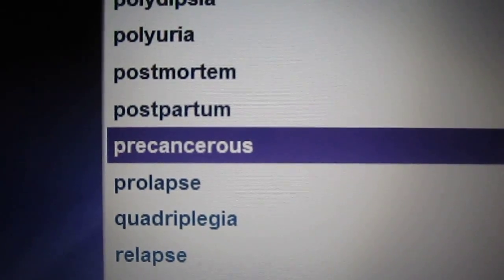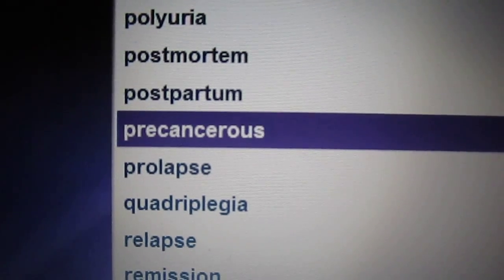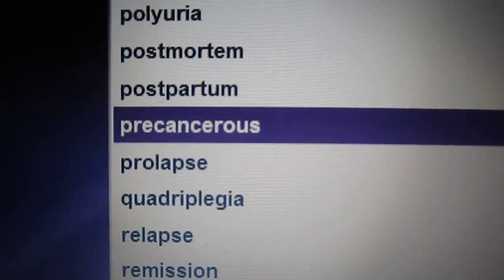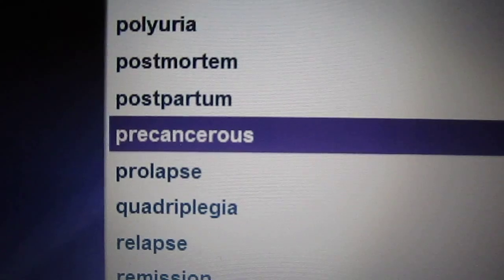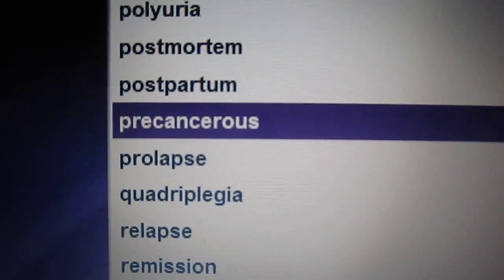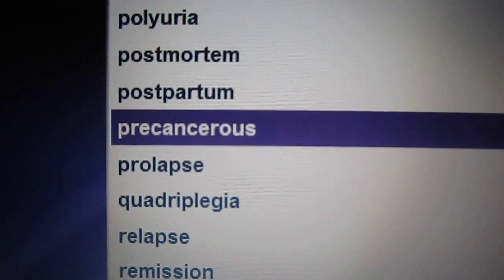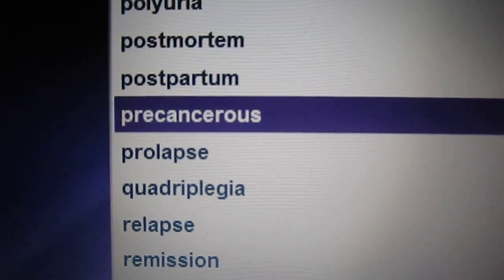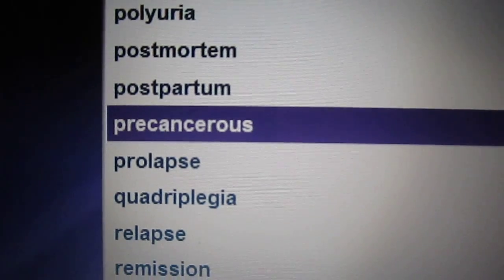Precancerous. The prefix pre means before. Precancerous indicates a condition that precedes a cancerous condition. For example, over time, a precancerous or benign polyp in the colon may change into a colorectal cancer.